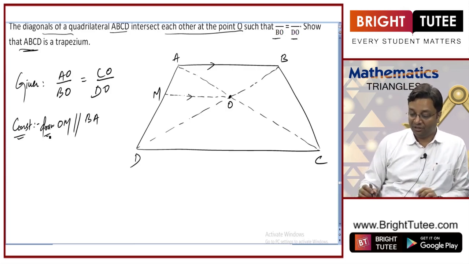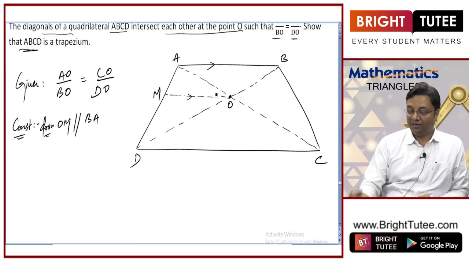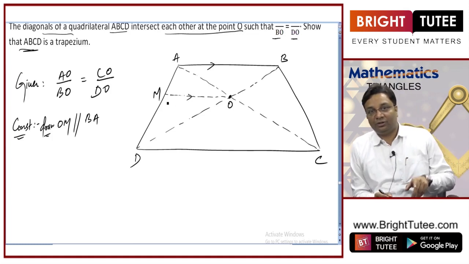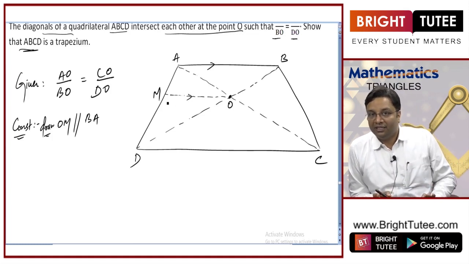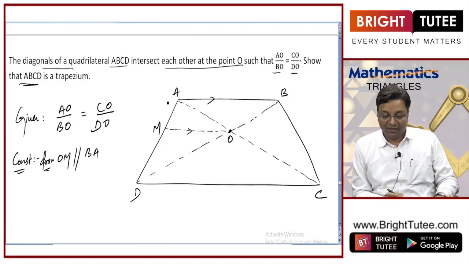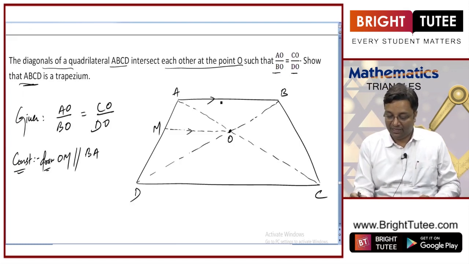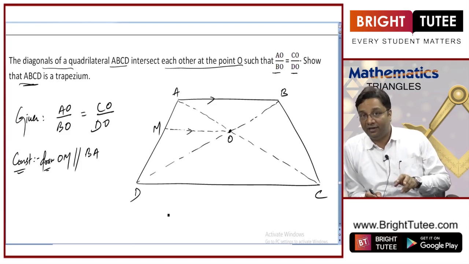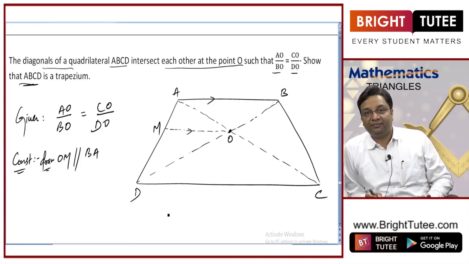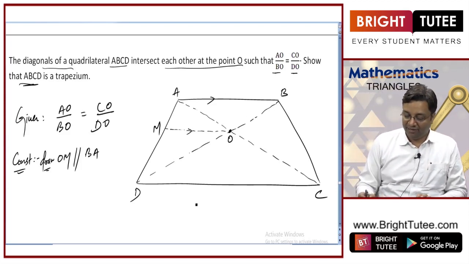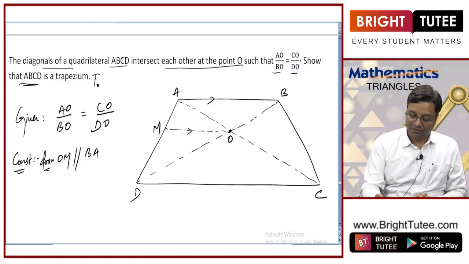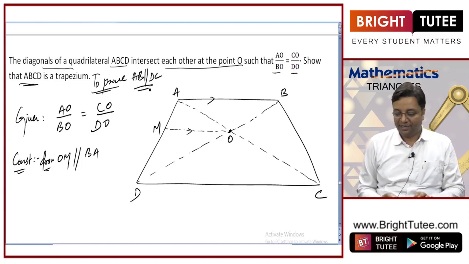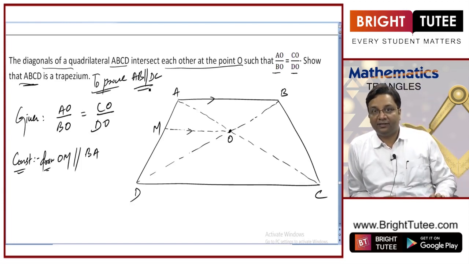Now, in the last question we said that OM is parallel to BA, hence it was parallel to CD also. In this question we cannot make such an argument, right, because this is what we need to prove, that AB is parallel to CD. If we can prove that two sides of a quadrilateral are parallel, then we can say it is a trapezium, right. So, if we can prove that AB is parallel to CD, then we can say that this quadrilateral is a trapezium.